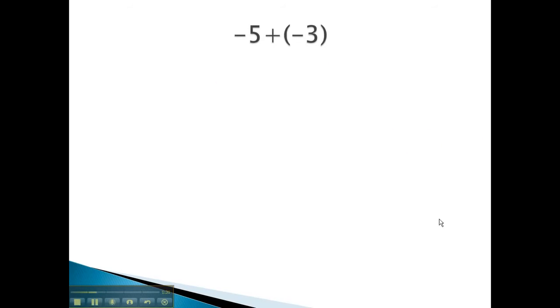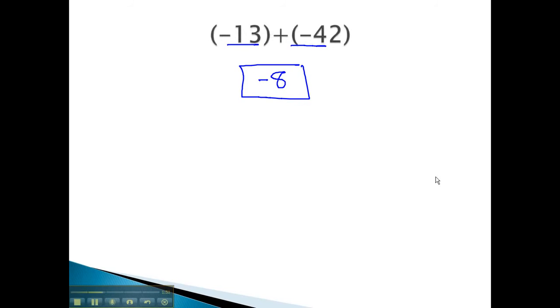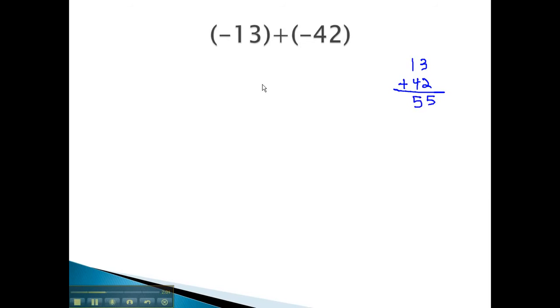So for example, if we had -5 plus -3, this means we've got 5 negatives hanging out with 3 negatives. We have a whole bunch of negatives. In fact, 5 plus 3, there are 8 of these negatives. We add the numbers 5 plus 3 and keep the negative sign. Same process when the numbers get a bit larger. -13 plus -42, we can add the numbers 13 plus 42, because they have the same sign, gives us 55. And because they're both negatives, we now have -55.